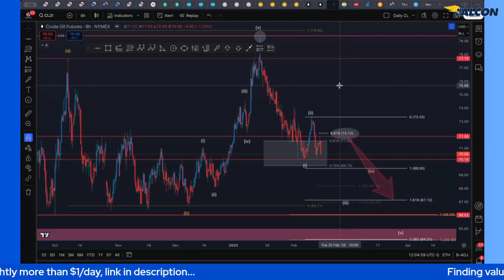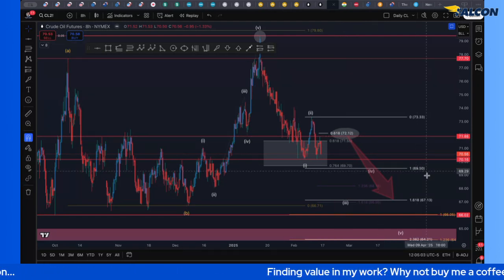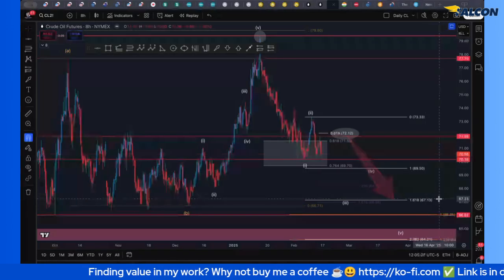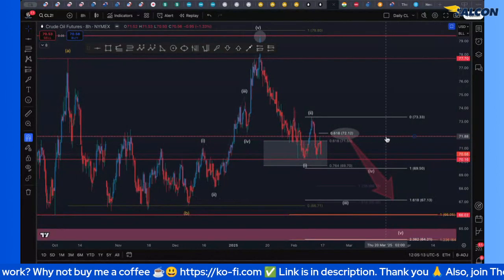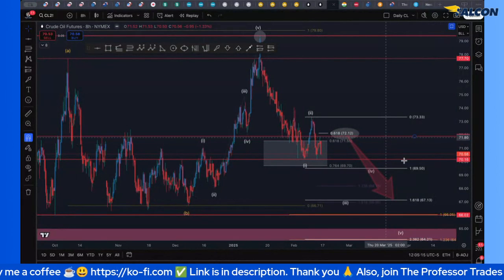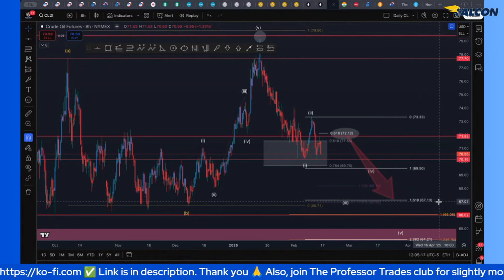All right, so anyway, that's the deal. I've given you some levels. If you need a target, I don't think it's unreasonable to have 67.13 as a target. Of course, it's not going to move in a straight line. So I would say it like this: as long as 71.88 does not get breached to the upside, 67.13 is a reasonable target.